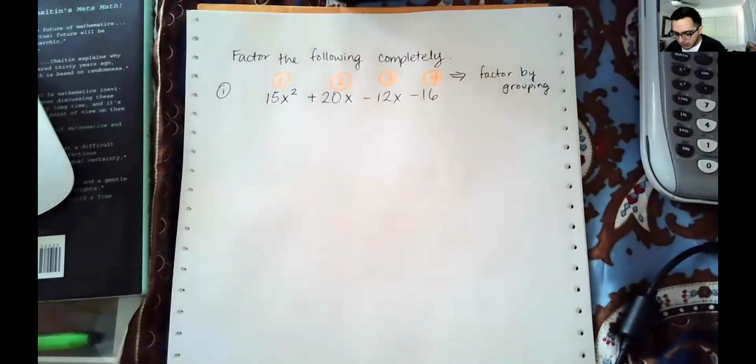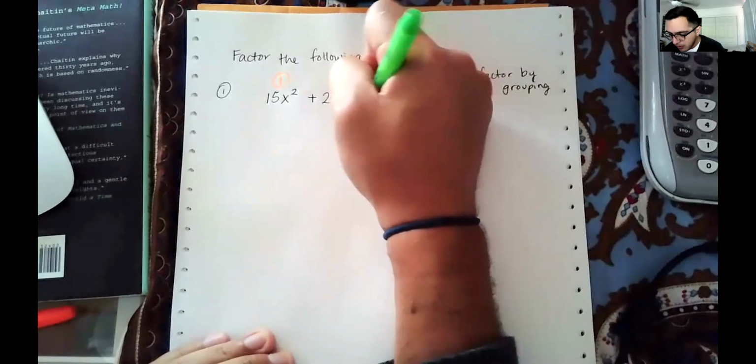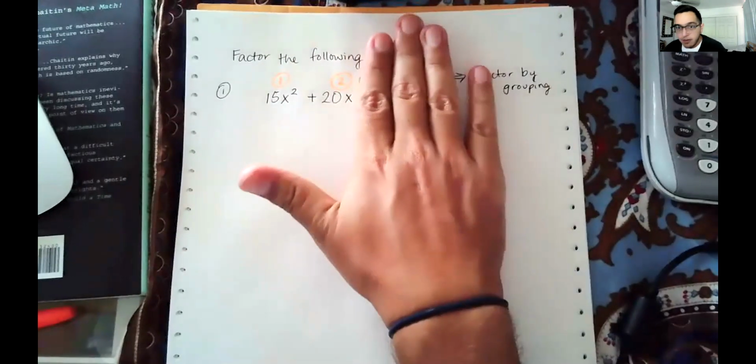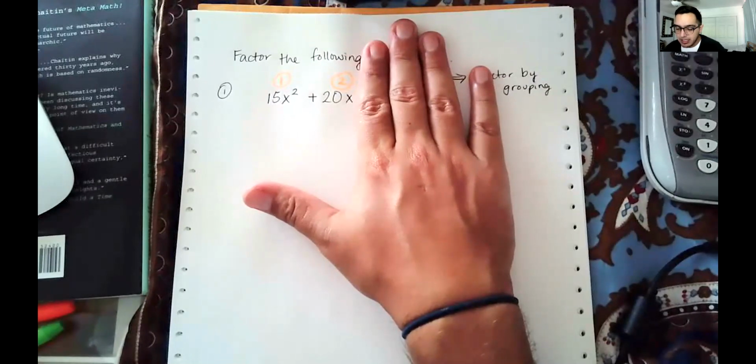A lot of times what I'll tell my students is you might want to draw a dashed line here or put your hand to cover the second two terms. We just want to focus on the first two terms. Okay. So for the first two terms, is there a common factor? What is the greatest common factor that these two terms have in common? 5x. 5x, exactly.